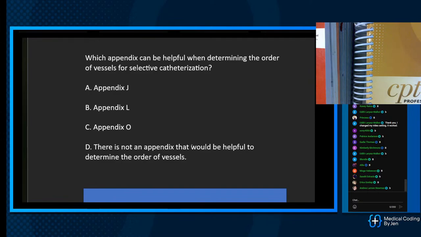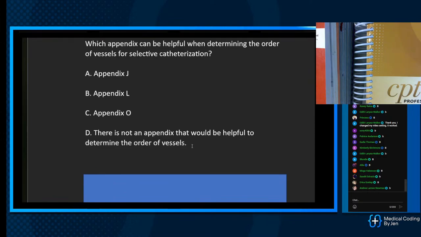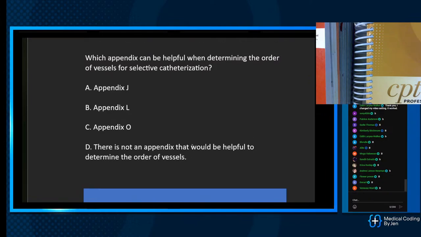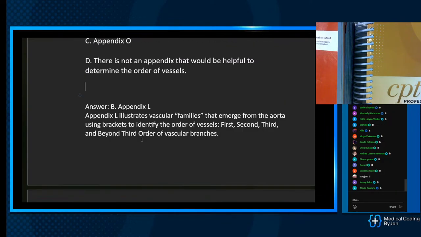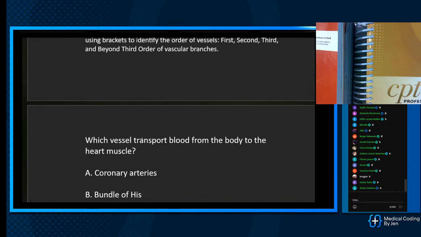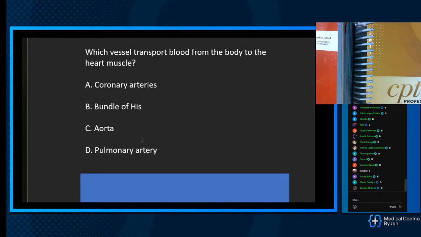Which appendix could be useful when determining the order of vessels for selective catheterization? Everybody should know about this appendix. Yep, Appendix L. Which vessel transports blood from the body to the heart muscle? We talking about coronary arteries, bundle of His, aorta, pulmonary arteries.